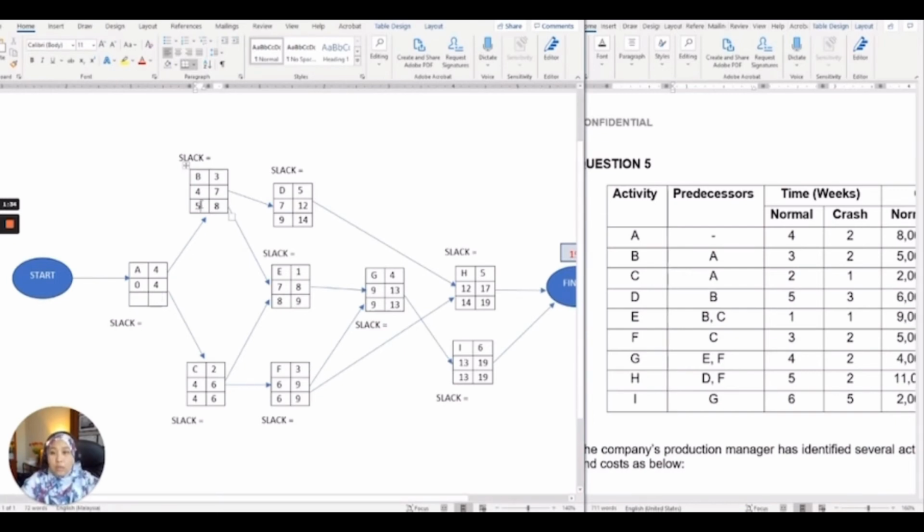Now for activity A, you need to compare between activity B and C. So the minimum is 4. So 4 minus 4 equals 0.